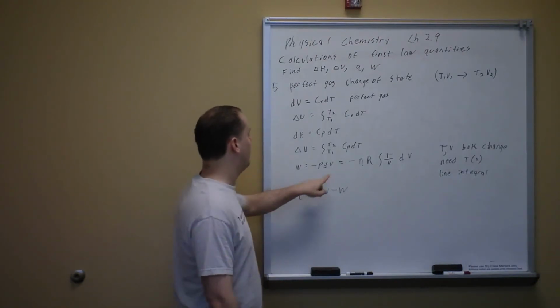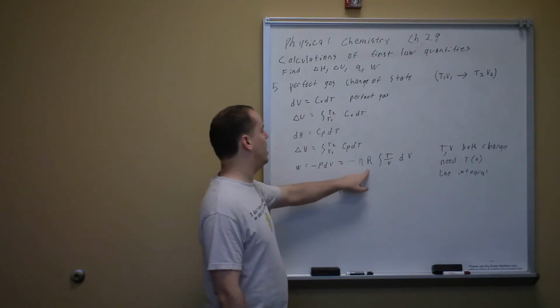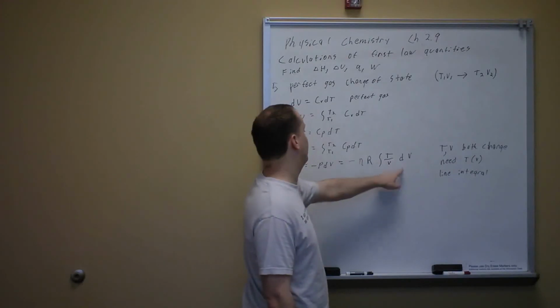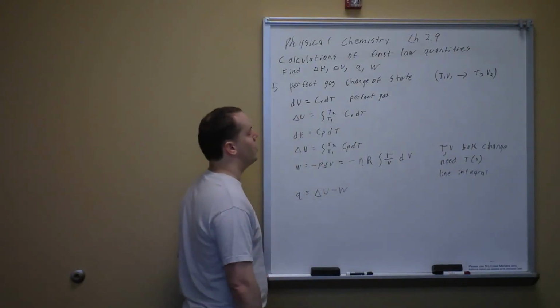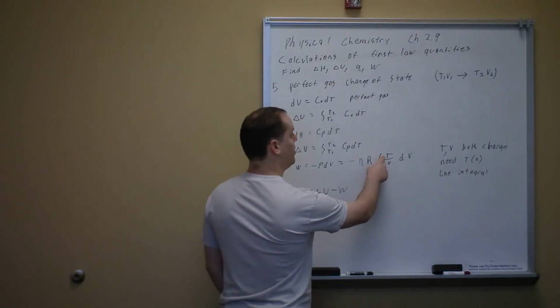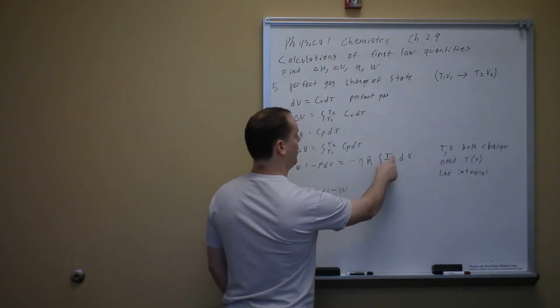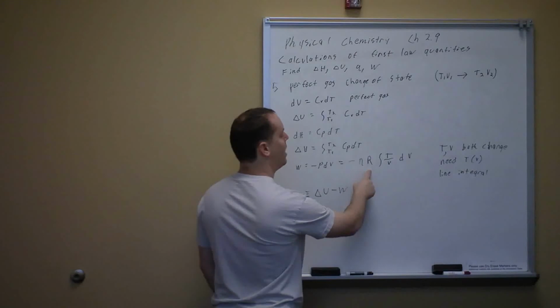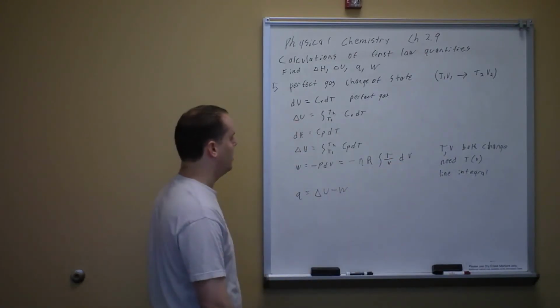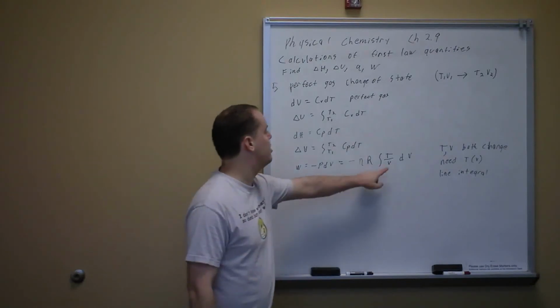So that's going to be equal to minus nR times the integral of T over V with respect to V. The obvious problem is, though, that this is path dependent. We need to know temperature as a function of volume, because temperature is not constant. We can't just pull it out, and we can't integrate with respect to T. We're integrating with respect to volume. So we would need some sort of equation of state.